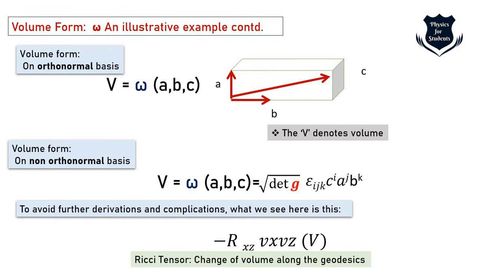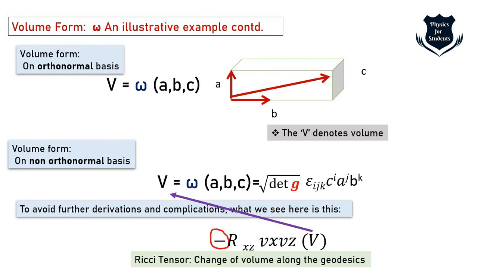So just in order to avoid further derivations, if we come to what is called the Ricci tensor, you will see that the Ricci tensor actually measures the change of volume along the geodesics, and this V minus sign denotes that the curvature is positive, and these two V which I have marked in purple are actually the volume.